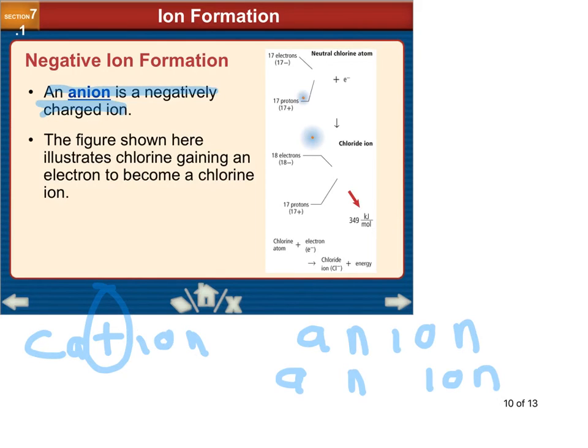So here we've got a neutral chlorine atom, 17 electrons, 17 protons, neutral. We bring an extra electron in. It then becomes 18 electrons, 17 protons, and releases some energy. So we get chlorine atom plus an electron yields chloride ion plus some energy being released.